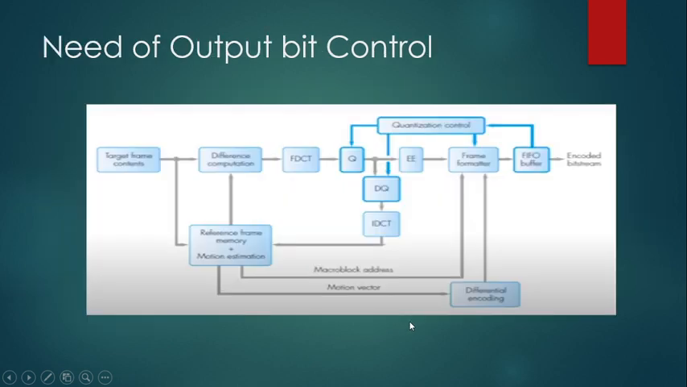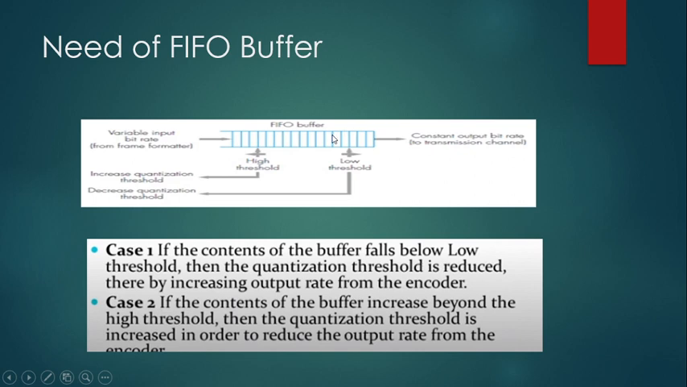So in the general block diagram which we have seen earlier, we can have a first in first out buffer. By means of this, we can have the quantization control. Now this procedure is going to give us a constant bitrate at the output of the encoder. How? This is our first in first out buffer, and we may have a variable input bitrate. So we have to increase or decrease our quantization threshold accordingly. The first in first out buffer can have two levels of threshold, either a high threshold or a low threshold.